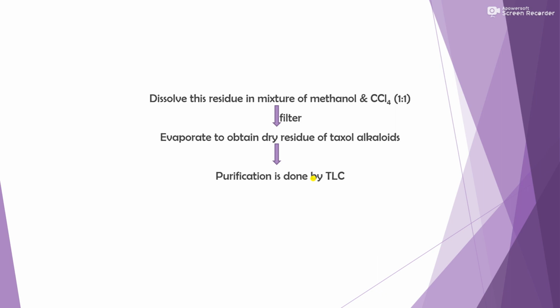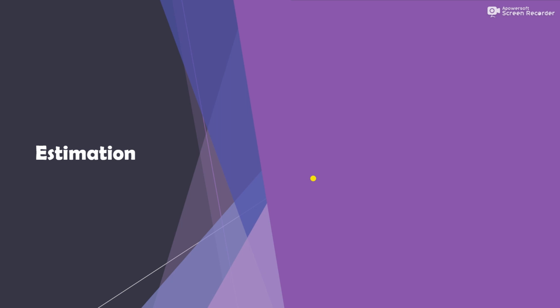Purification is done by TLC. So this was all about the Taxol alkaloids, which are obtained from Taxus, and they are further purified by TLC. Next is the estimation of Taxol.